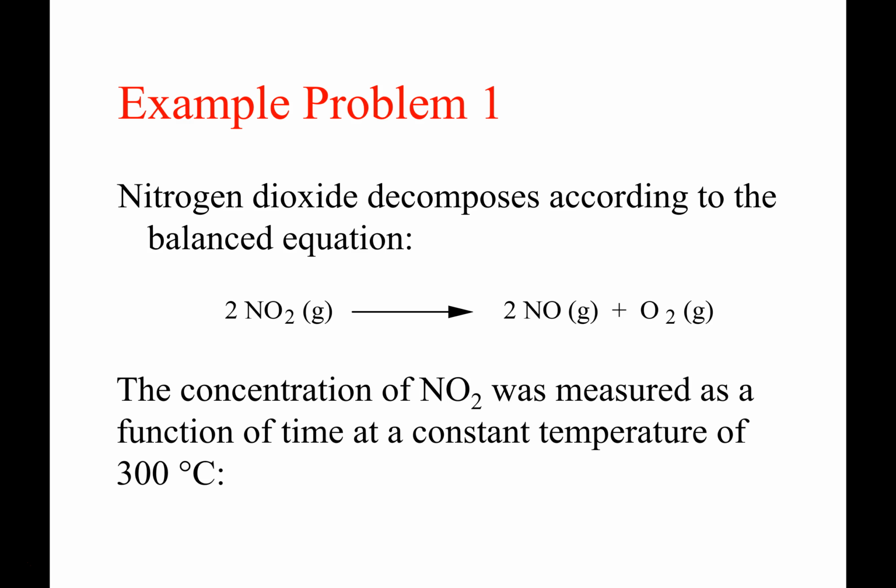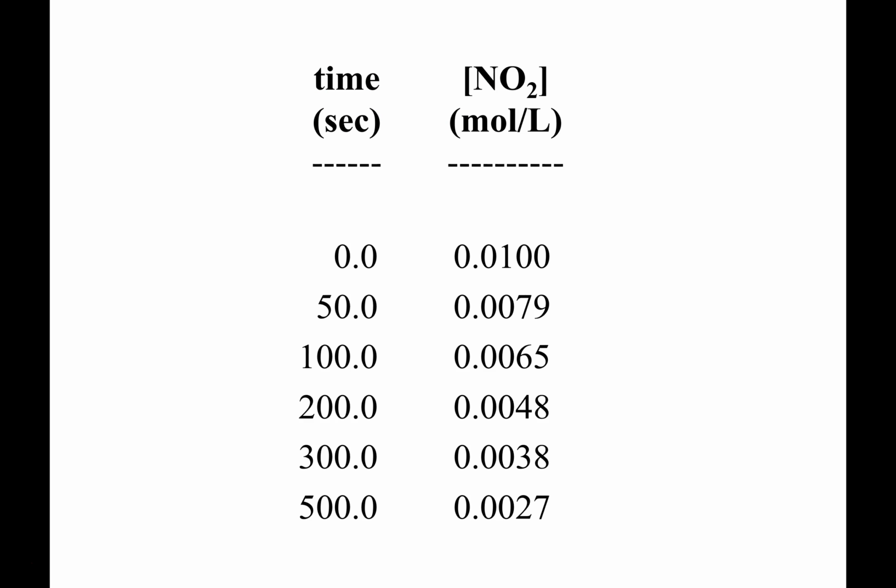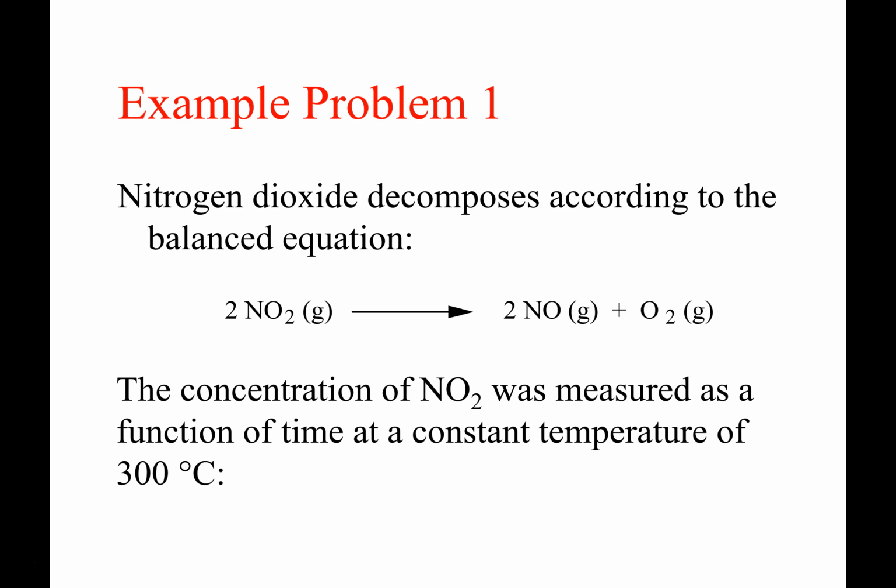So you could run into a problem like this, where we have NO2 decomposing to form NO and O2 at a specific temperature of interest, 300 degrees Celsius. Okay, so there is our time-concentration data. What I usually do with something like this, you've seen me do this before, is write the generic rate law expression. It just makes me feel good about it.